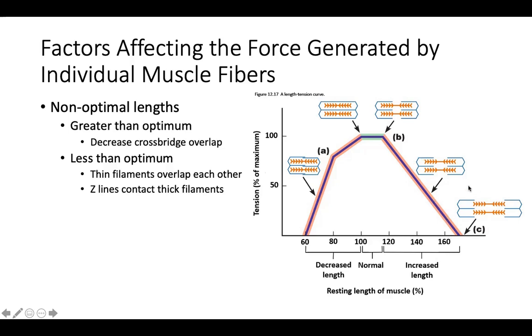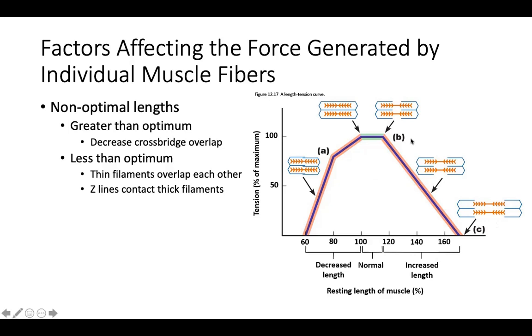Here is another scenario of being greater than optimal length. While it's a little bit better than this scenario here, it is still more stretched out, still greater than that nice optimum resting length that we'd like the muscle to be at. So when this sarcomere contracts, it's only going to generate about 50% of the maximum tension that is possible for this muscle, which is not 100, right? It's not the most ideal.